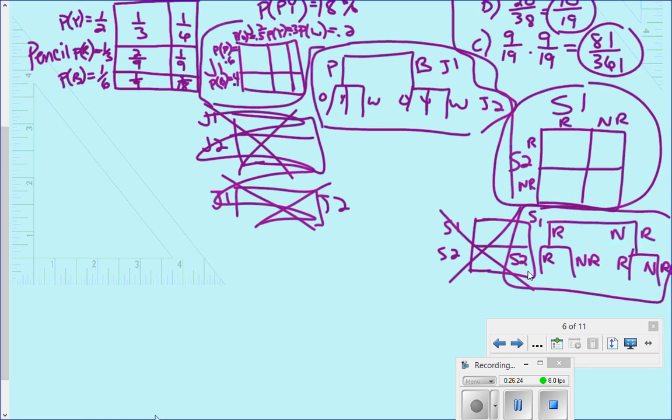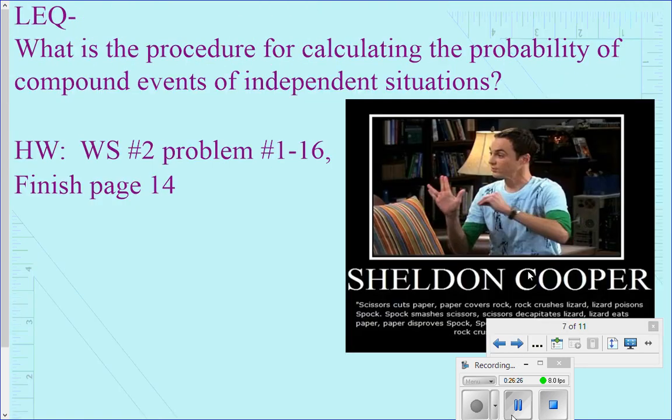Okay, so your assignment for tomorrow is, we actually just finished all of 14, so you don't need to do that, but you do need to do worksheet number 2, problems 1 through 16. Do those for tomorrow.